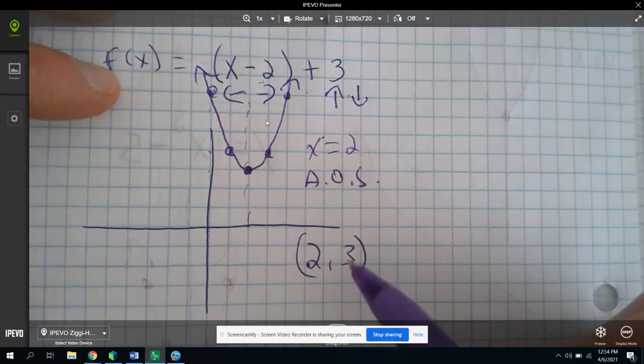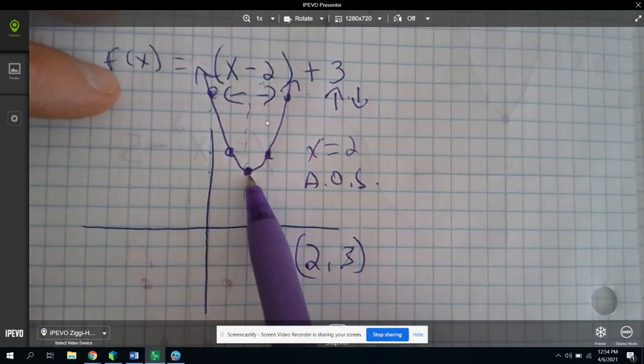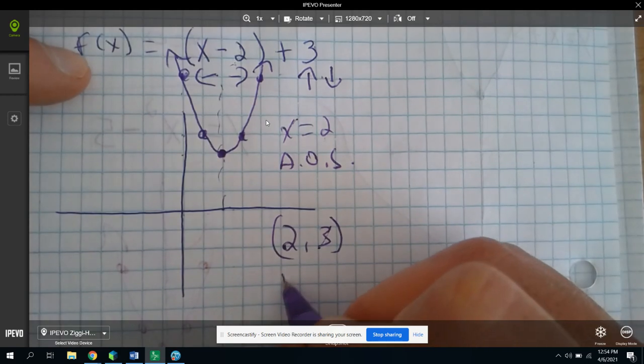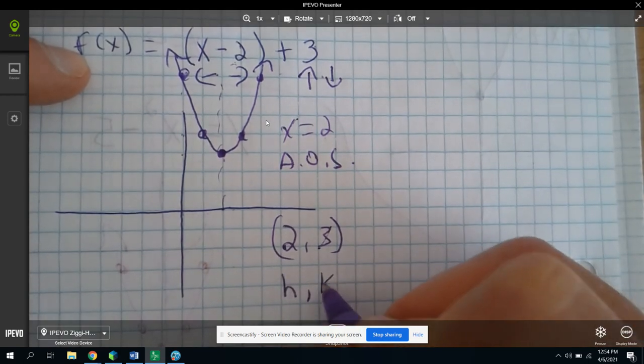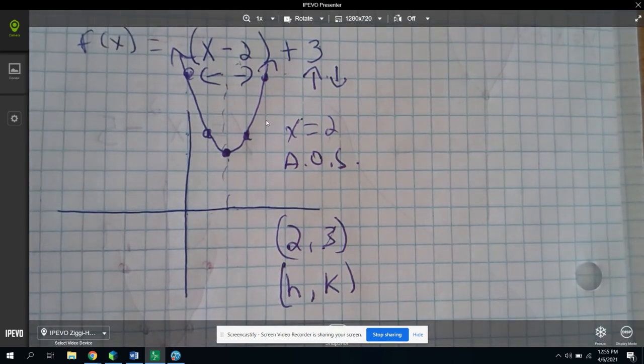You may be asked to do something like this on your homework. Over 2, up 3. 2, 3. The vertex is h, k.